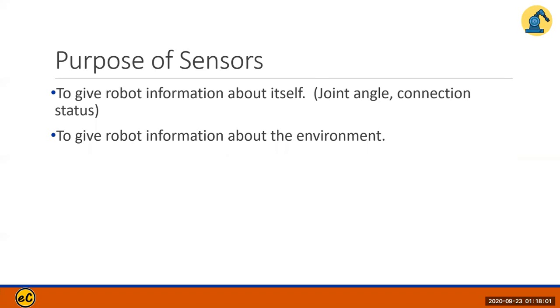Purpose of sensors: to give the robot information about itself, or to give the robot information about the environment. These are the two purposes of the sensors. So basically, you sense the environment to avoid something, to advance over something, or you actually report your own status to your processor.